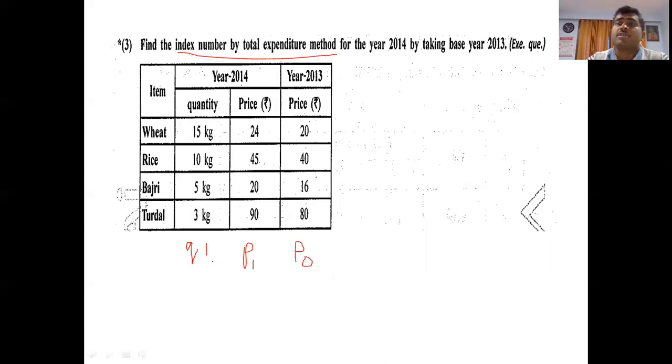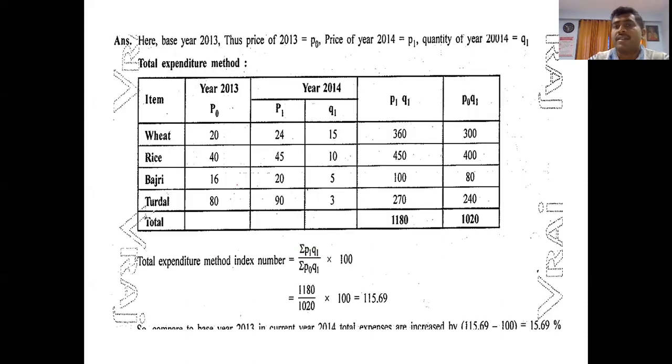So in such questions, we have to use formula of Paasche. So what is the formula? Sigma P1Q1 upon sigma P0Q1. What is the formula? Again, I'm repeating. Sigma P1Q1 upon sigma P0Q1. Right? So you can see that our numerator now changes. Our numerator becomes P1Q1. Right? And the denominator also changes now, P0Q1. By doing the division, we get the final answer 115.69.